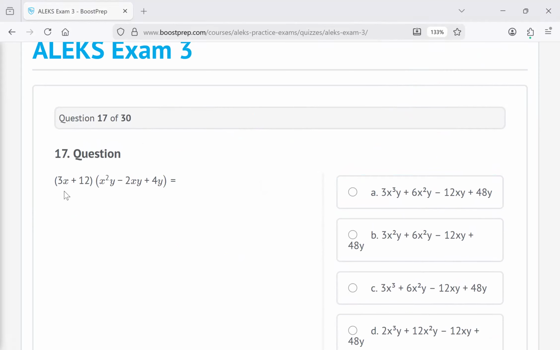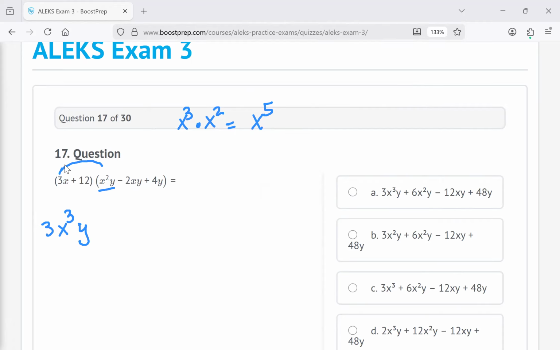Okay, 17. It's just multiplying polynomials. So 3x squared plus 12 times this. What you need to know is when you're multiplying exponents, for example, x cubed times x squared, you're technically adding, so x to the 5th. All you've got to do is be very careful and neat. So what is 3x times x squared y? This is like one whole term. It's going to be 3x cubed y, right? Because x squared times x is 1 plus 2, which is 3.